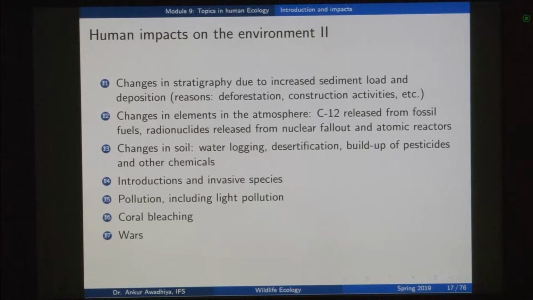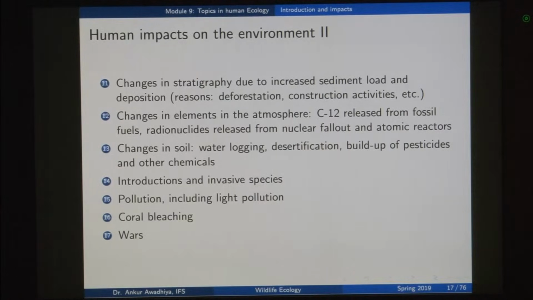Or let us talk about the changes in stratigraphy due to increased sediment load and deposition as in the case of deltas, or talking about the changes in the elements in the atmosphere such as carbon-12 that is released from the fossil fuels and radionuclides that are released from nuclear fallout and atomic reactors.